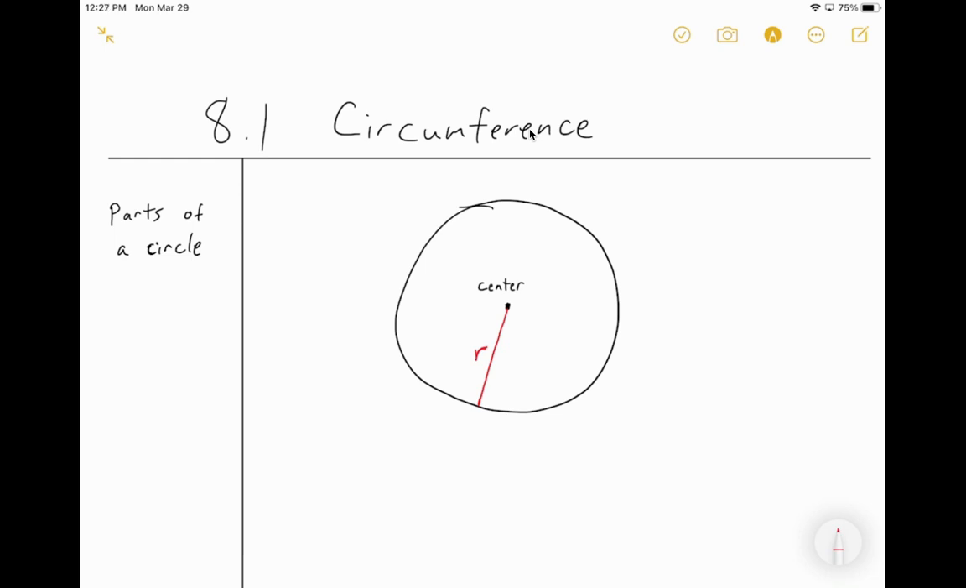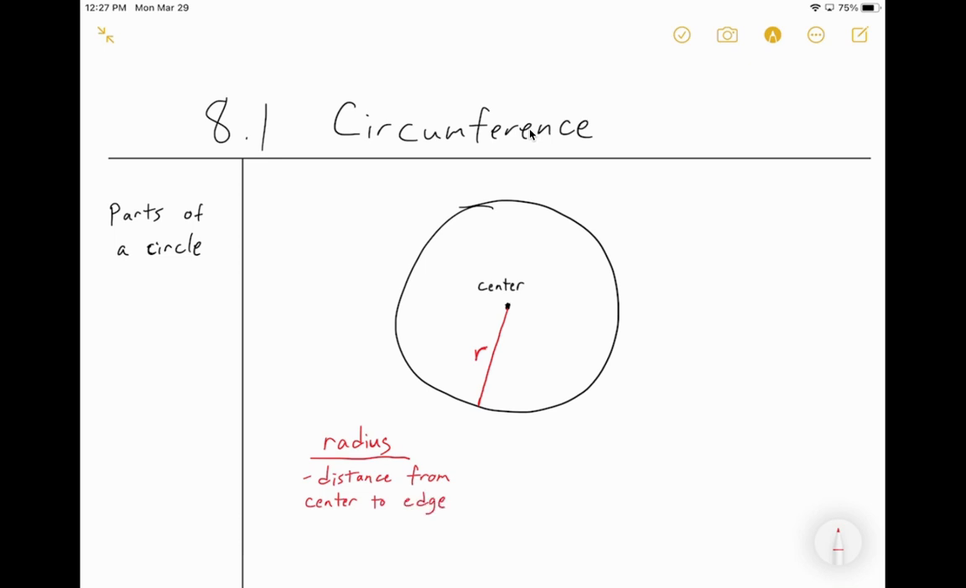All right, and so I'm going to spell that out for you right here. So the radius, and the plural is radii, okay, in case you're wondering about that. The radius is the distance from the center to the edge of a circle, okay?